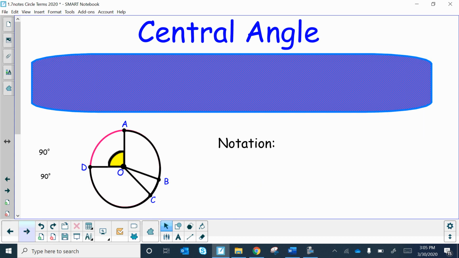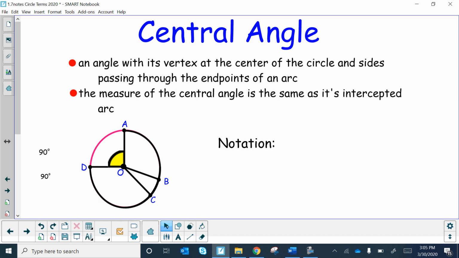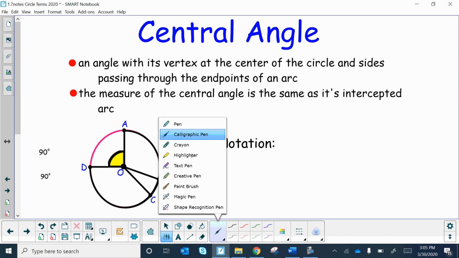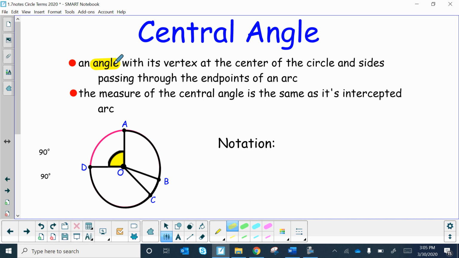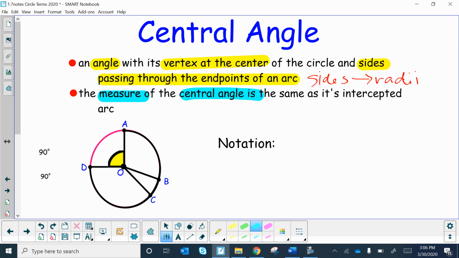Next definition is a central angle. A central angle is going to be an angle. So you've worked with angles before. Okay, this is going to be an angle with its vertex at the center. Okay, and the sides pass through the endpoints of an arc. Okay, we also want to write down that the sides are radii. So the sides of the angle are radii. So then when you have a central angle, there's a measure that you can put to it. The measure of a central angle is the same as its intercepted arc. Okay, so you need to make note of that.